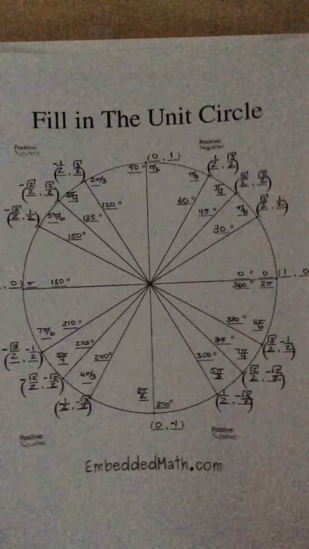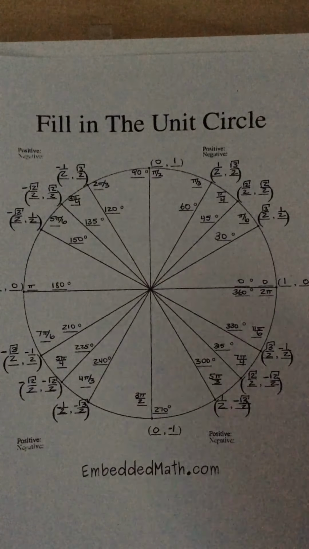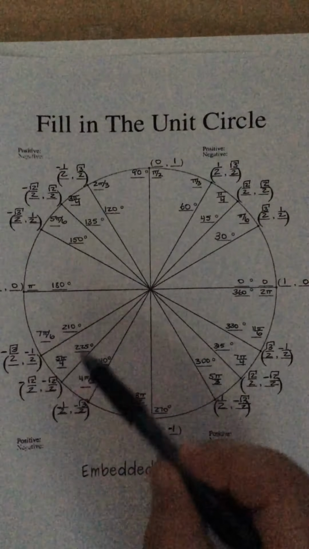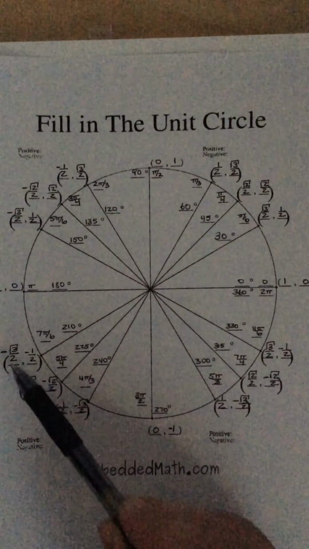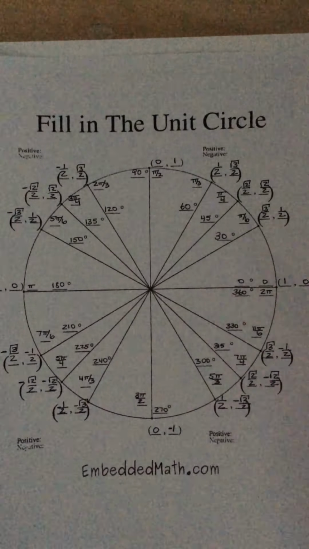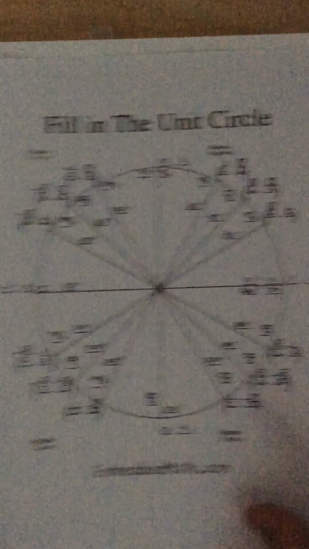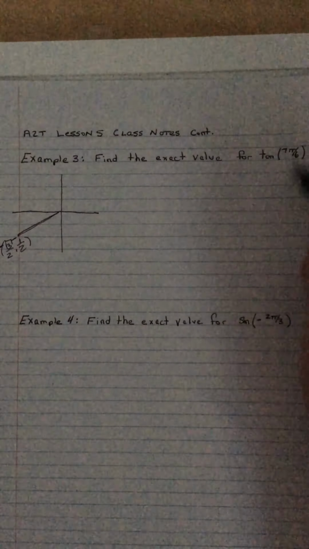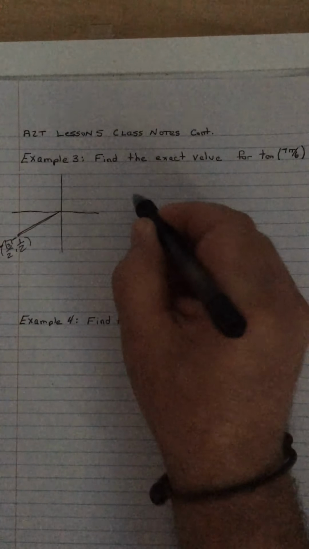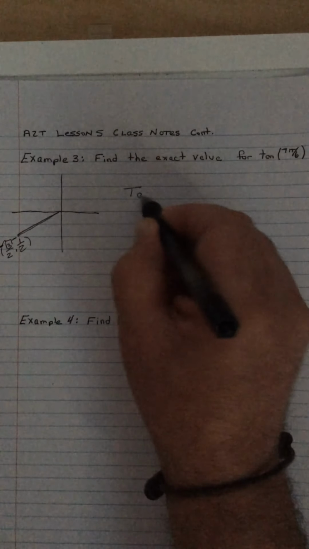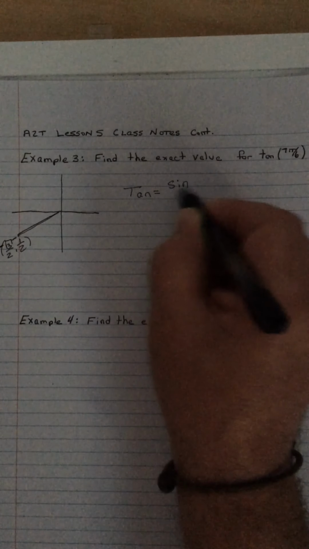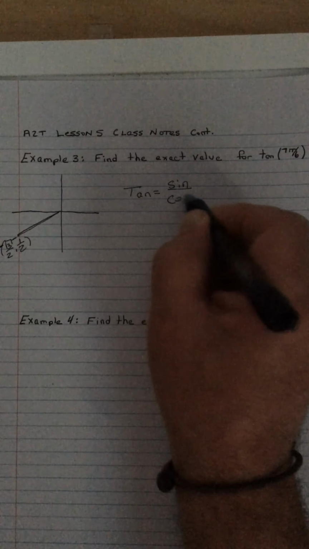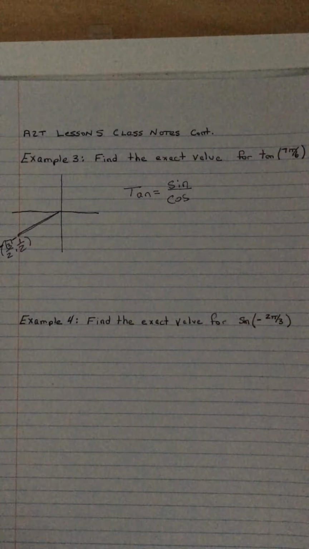Again, I could just look it up on my unit circle. Here is 7 pi over 6: negative root 3 over 2, negative 1/2. The issue is I asked for tangent. And for tangent, all you need to know is that it's the sine divided by the cosine.